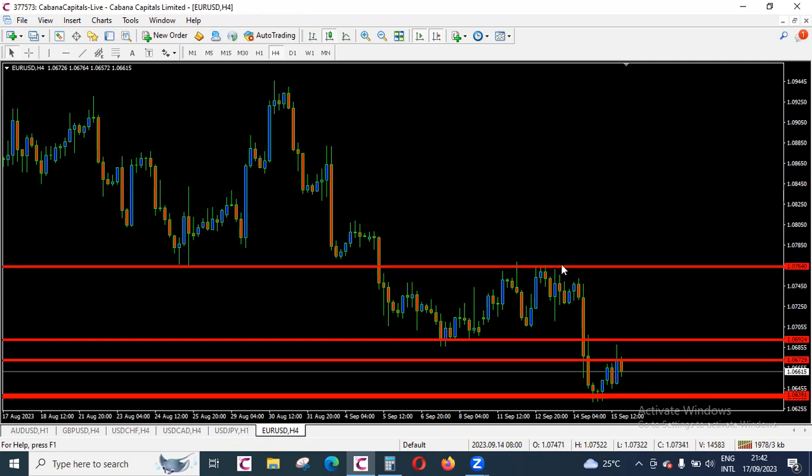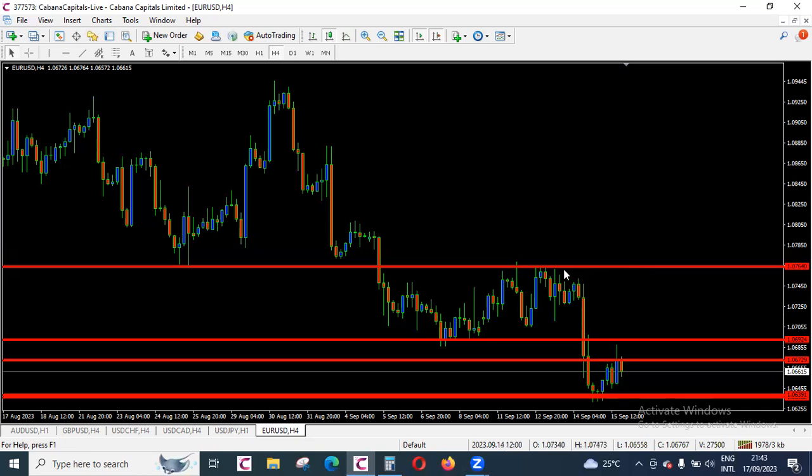This will be the next target. So if you are buying above this zone, the target will be this level. Why? There are stop losses at this level. You have buy stop orders at this level. Okay, so I think Euro USD is going to aim for this level this week.